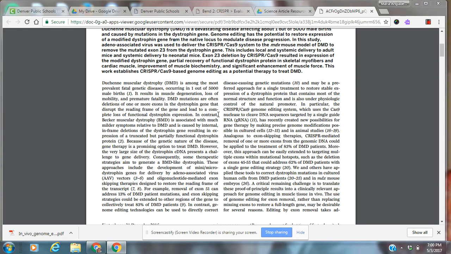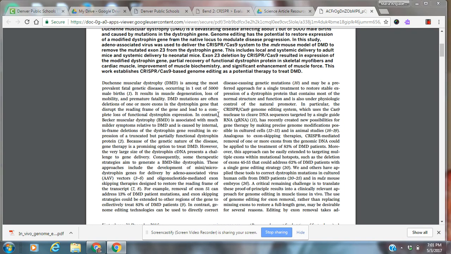Because of the genetic nature of the disease, gene therapy is a promising option to treat DMD. However, the very large size of the dystrophin cDNA presents a challenge to gene delivery. Consequently, some therapeutic strategies aim to generate a BMD-like dystrophin. These approaches include the development of mini microdystrophin genes for delivery by adeno-associated virus vectors, and oligonucleotide-mediated exon-skipping therapies designed to restore the reading frame of the transcripts 7-8.